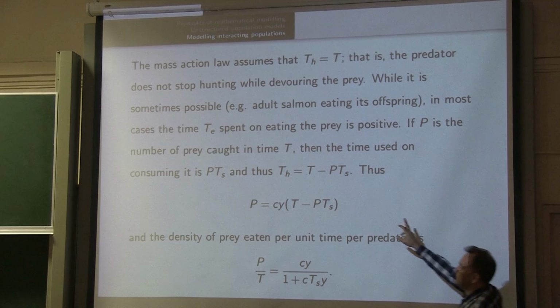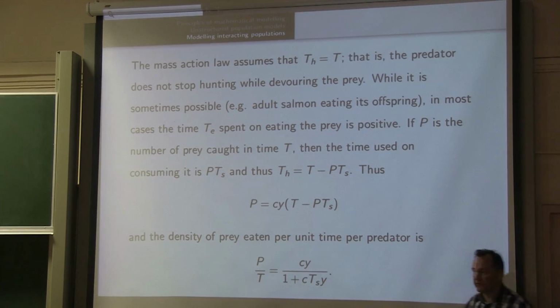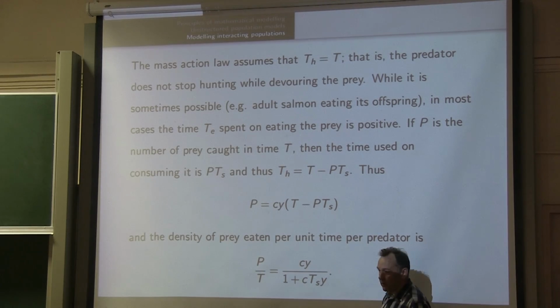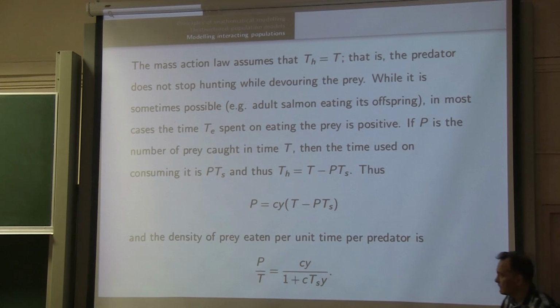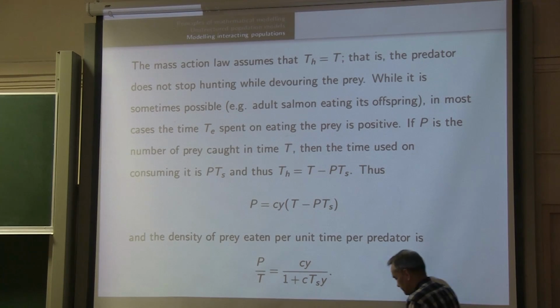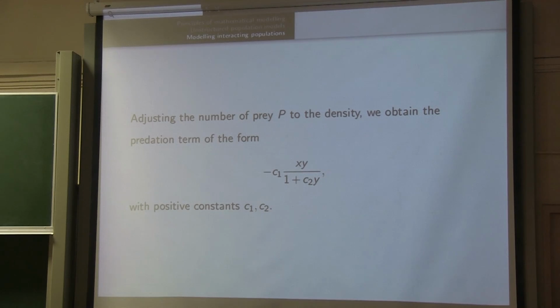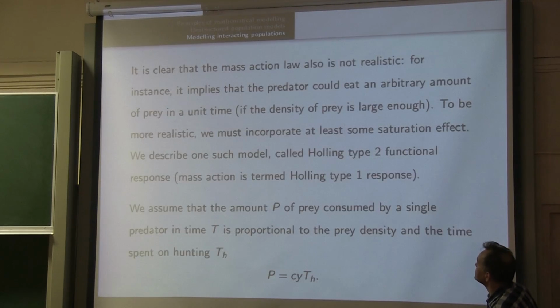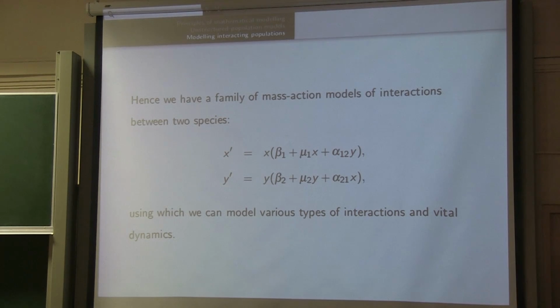And then, when you solve this equation for P, you obtain this term, which is quite familiar to most of us, something which is called the Holling type 2 functional response. So this is the number of prey per unit time. And then this leads to the formula for this nonlinear interaction. So if you are talking about a Holling type model, then instead of x times y, you will put the term xy divided by 1 plus constant times y. So this is how this Holling type of reaction is derived.